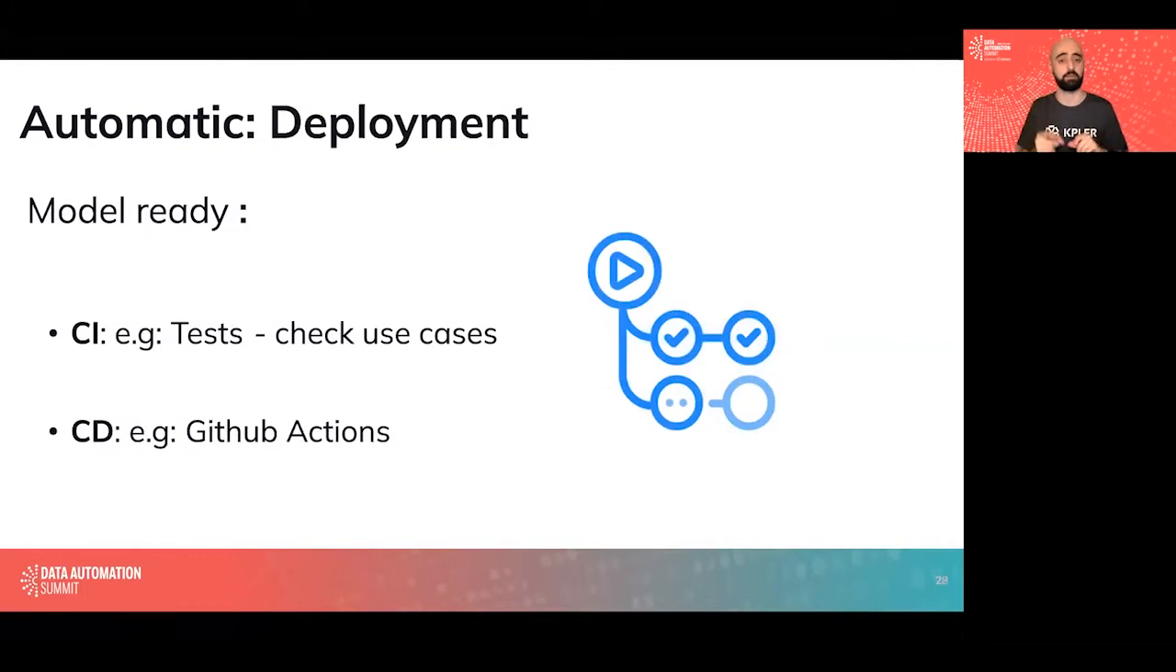Lastly, the deployment. So the model is ready. The pipeline has finished nominally. It's great. Then there is the deployment part. So what can we do better than before? We can automate it, and the automation consists in two steps. The first one is the continuous integration part.